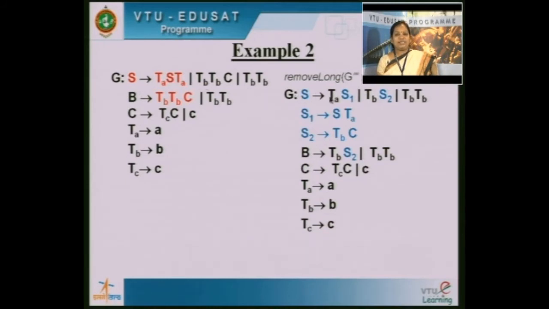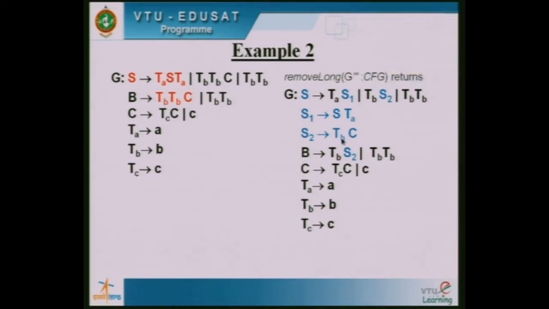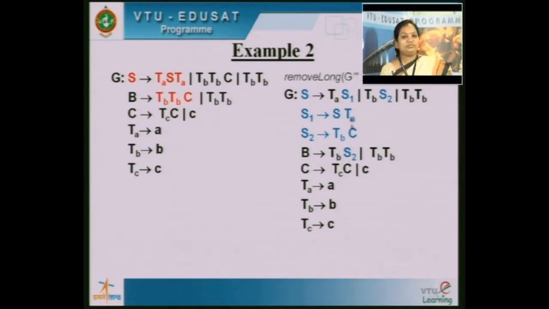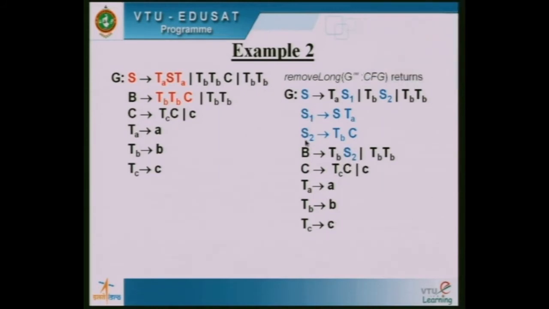So what to do here? S tends to TA, a new non-terminal S1, where S1 tends to S, TA. Similarly, S tends to TB, TBC. So TB and one more new non-terminal S2, where S2 tends to TBC. And one more, B tends to TB, and another non-terminal S2. So this is the grammar obtained after eliminating all the 4 different types of unwanted productions, and this is the final grammar obtained, which is in CNF.